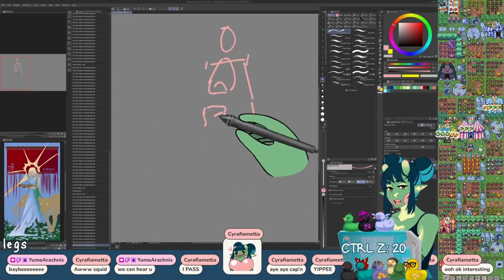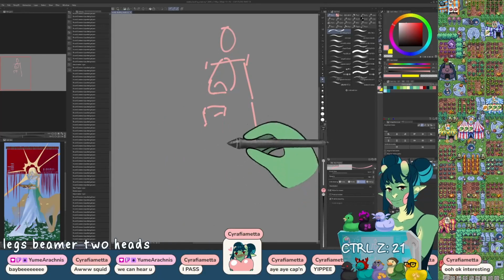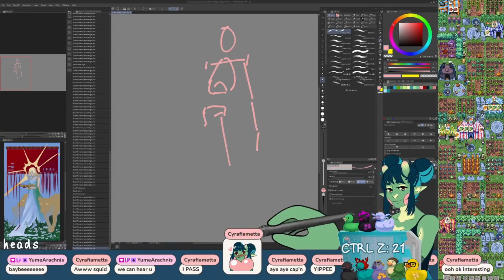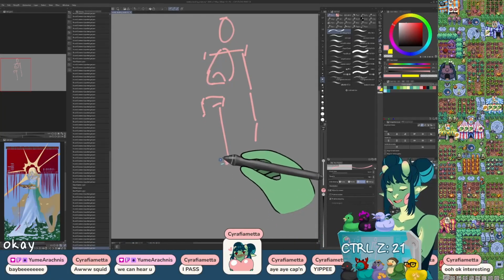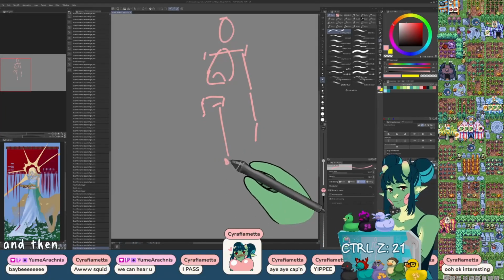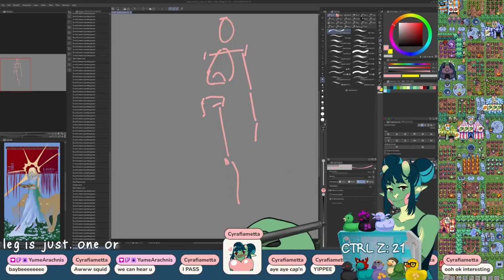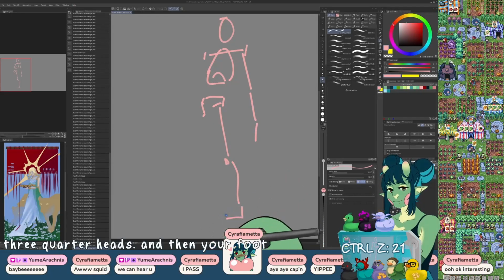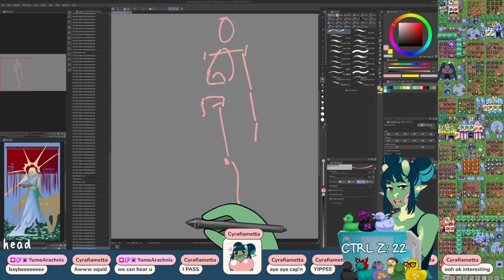Legs, femur, 2 heads. That's too long. 2 heads. Okay? Then your knees. And then the rest of your leg is just 1 3/4 heads. And then your foot is a head long. Sorry, I had to make you do math.